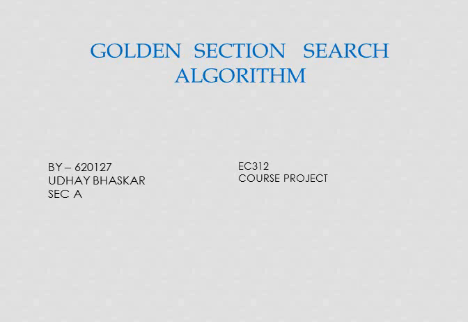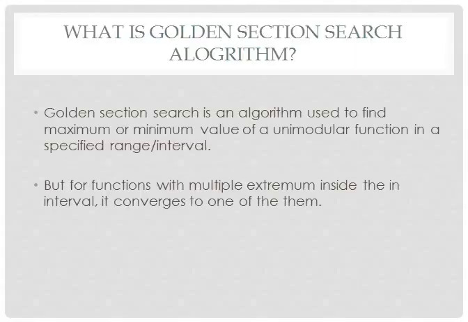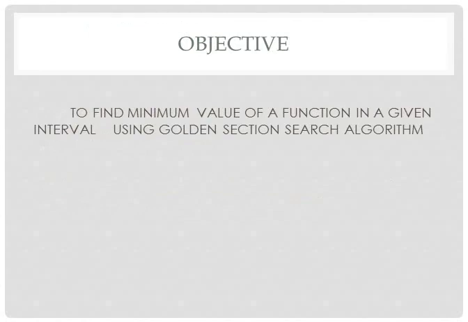Now let us understand what the golden section search algorithm is. It is an optimization technique using which we can find the maximum or minimum value of a unimodal function in a specified interval. The objective of this video is to find the minimum value of a function in a given interval using the golden section search algorithm.